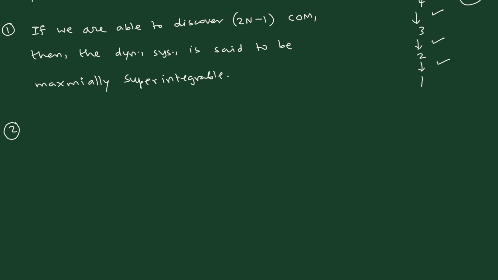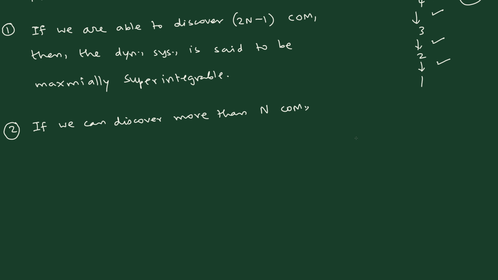But remember that discovering 2n minus 1, that is a maximum number, is not always possible. It's not possible. So we will be happy if we can at least discover n among them. So for example, therefore, let us write down the second definition. If we can discover more than n constants of the motion.